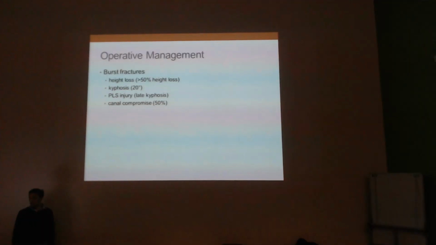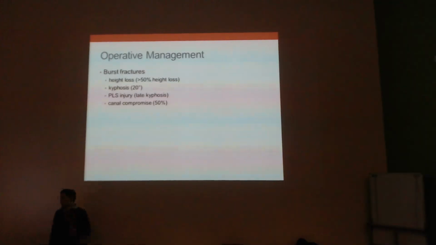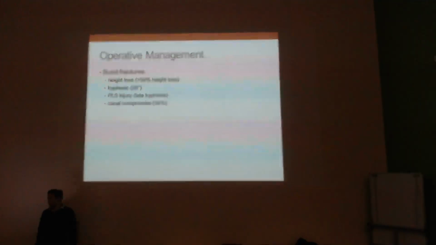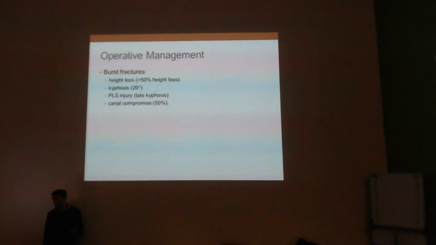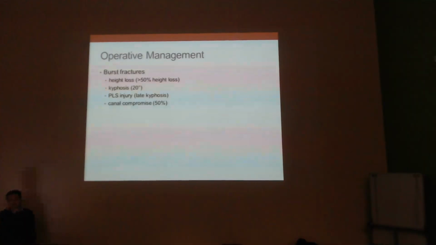So operative management. When we look at these fractures, we often will say, get a standing X-ray, or put them in a brace and get a standing X-ray, and then you can make a decision. But in general terms, what we look at is if there's significant height loss, if there's significant kyphosis. At certain parts of the spine, you're allowed kyphosis, but if you've got kyphosis at the thoracolumbar junction, which I talked about before being straight, that's not good. So here I said kyphosis 20 degrees, and then canal compromise more than 50%.